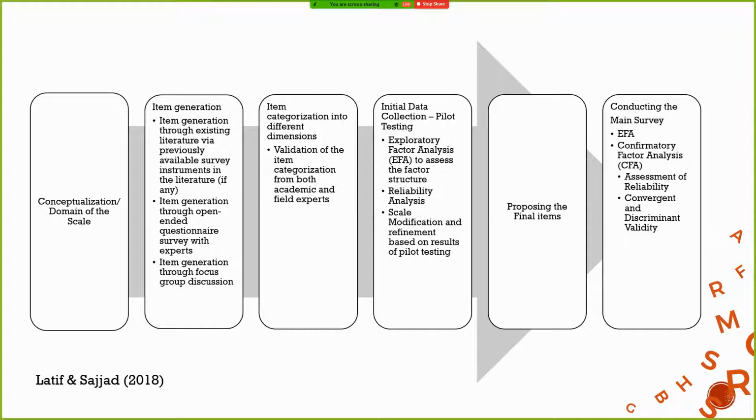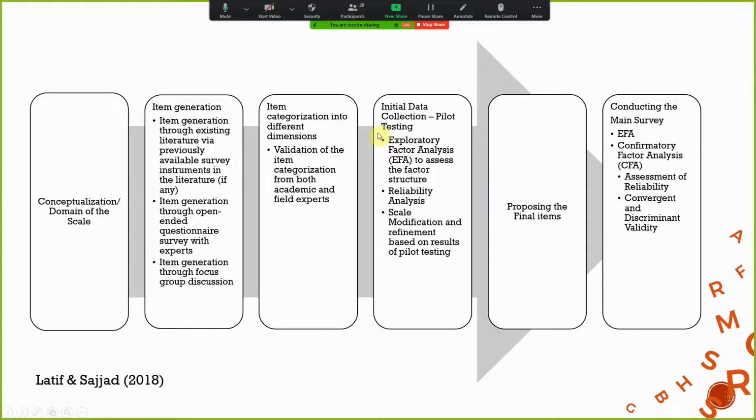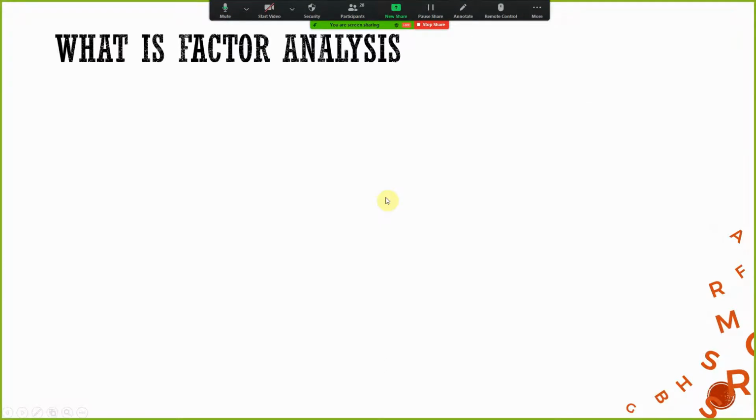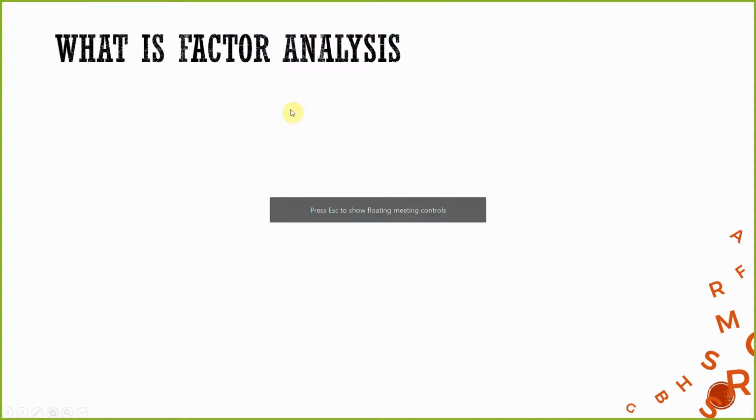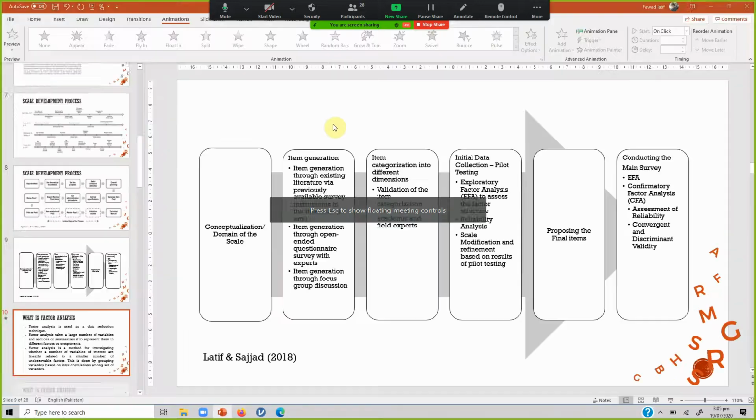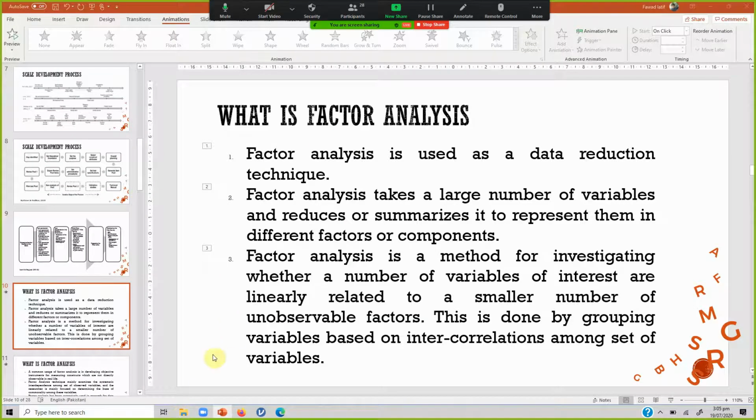Identify the reliability. Assess the validity. Assess discriminant validity, convergent validity. So more or less, these steps are similar to the earlier ones. Moving on. We start with actually factor analysis. So once you've generated the pool of items, let's say, how do you generate the pool of items and how do you store it?